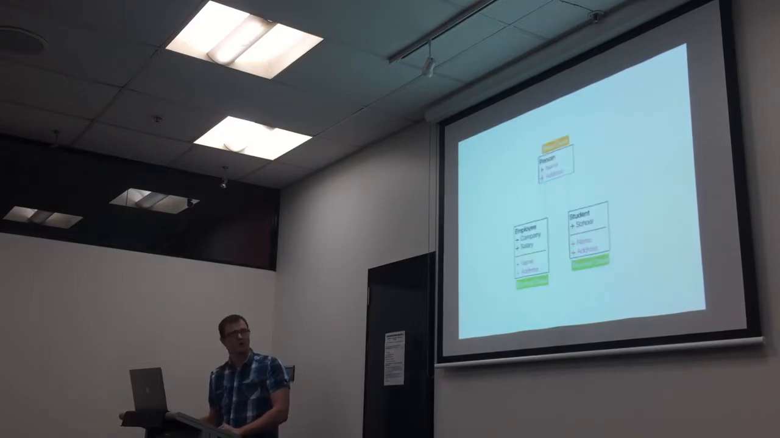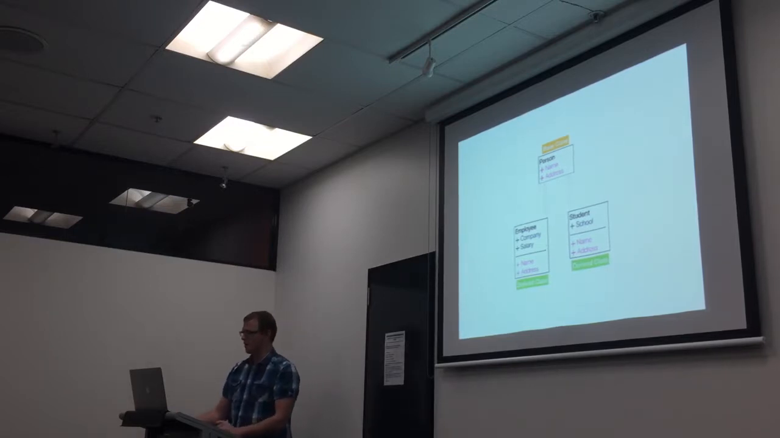Let's take a look at an example. In this case we have a person, and as someone pointed out to me, students aren't people. Okay, so if you're a student, sorry, not a person. But we have a base class, which is person, and we have an employee and a student in this example. They're going to share name and address, but employee is going to introduce company and salary as separate fields, and student's going to introduce a school.